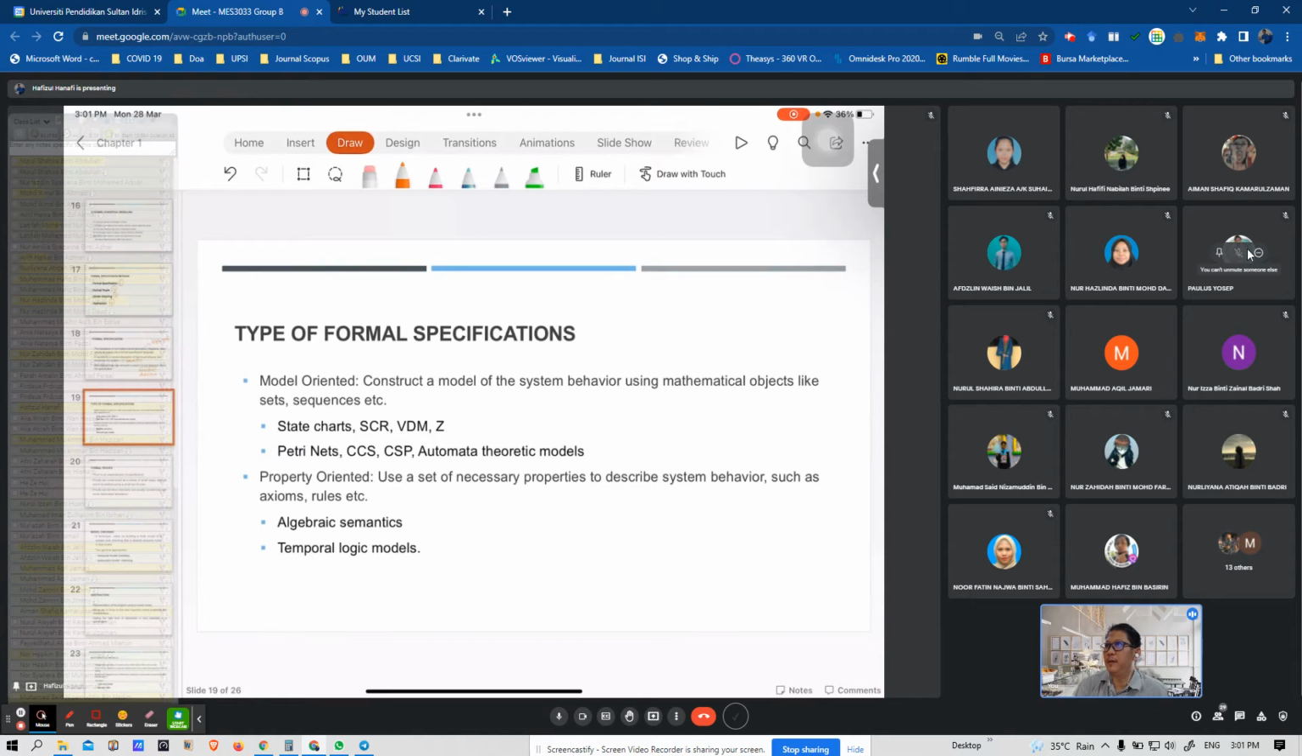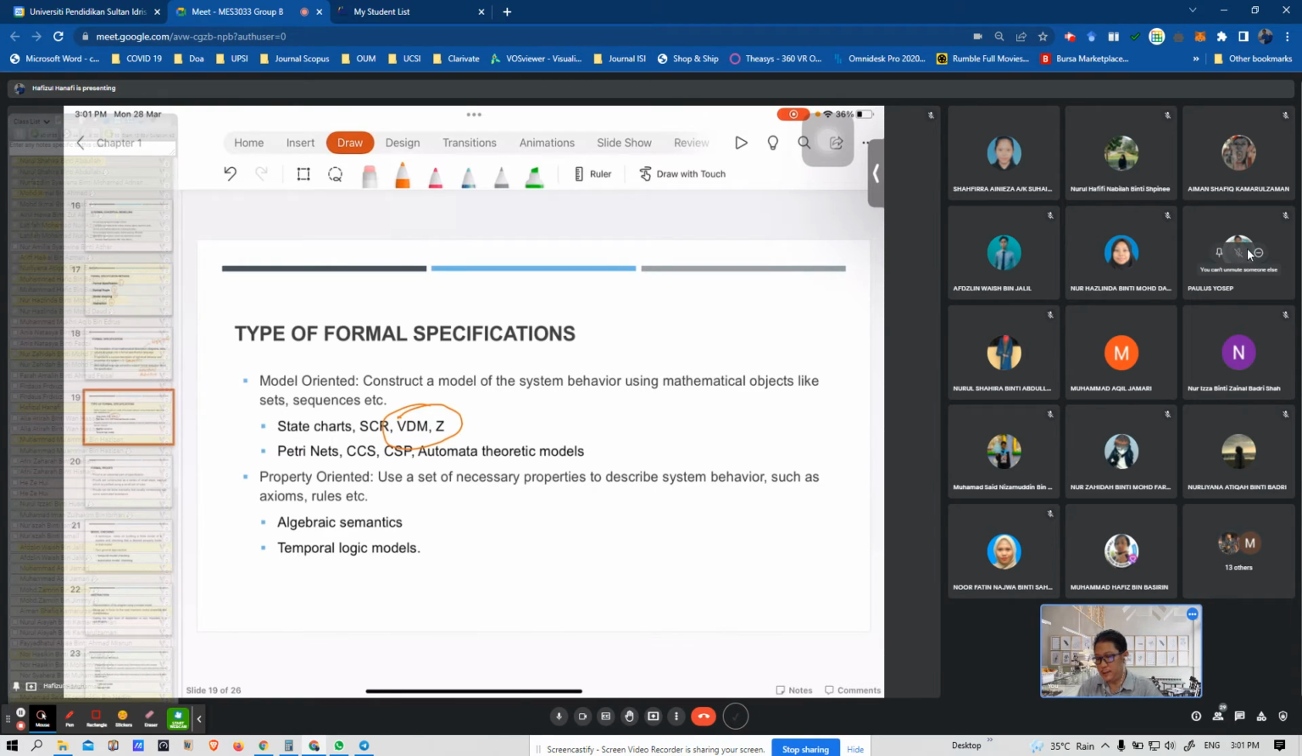Okay, and then a type of formal specification: this one is to visualize the system behavior using mathematical modeling. We have a state chart, we have VDM, we have Z notation, but in our class, we are looking more at VDM and Z. This one is the two formal specifications. And then the property-oriented one uses the necessary properties to explain the system behavior, such as axiom rules.